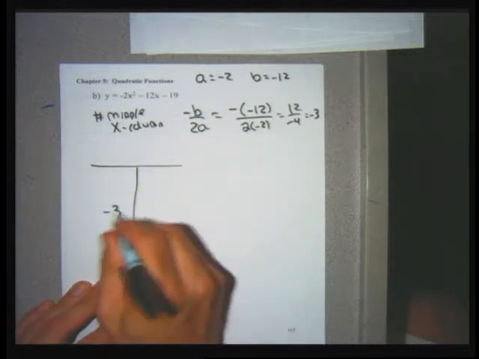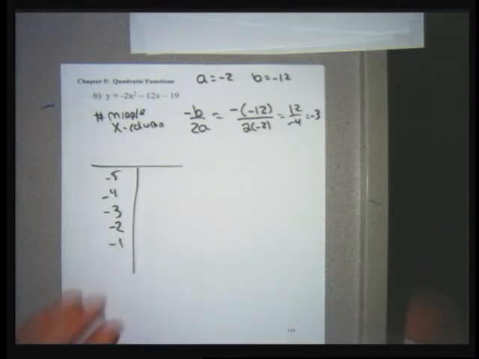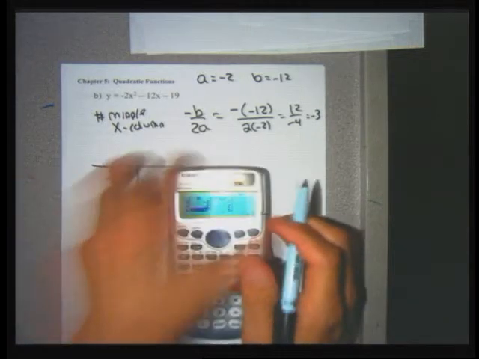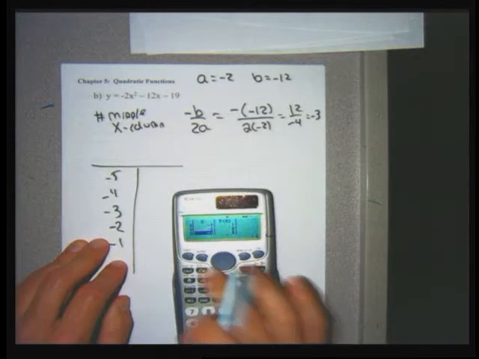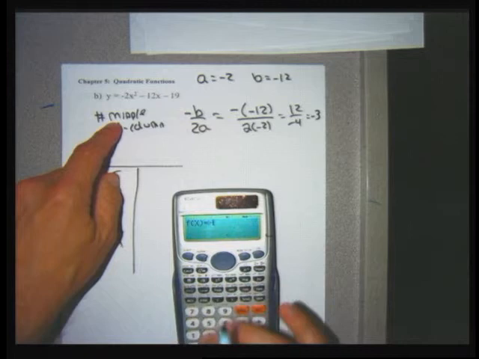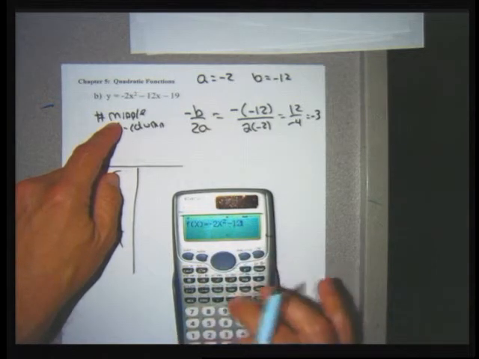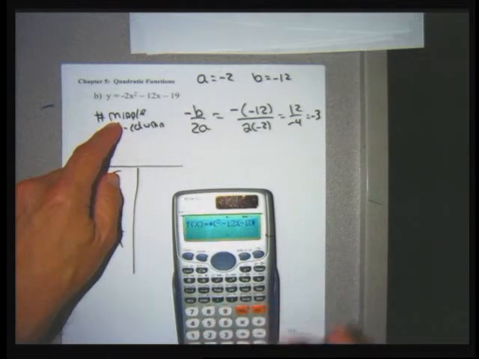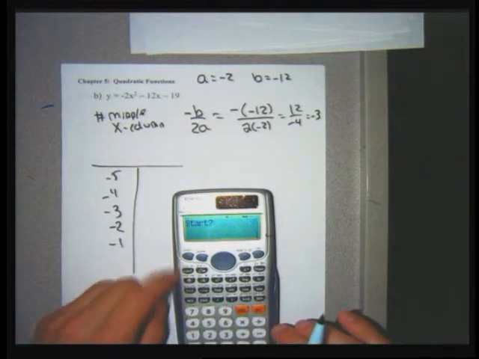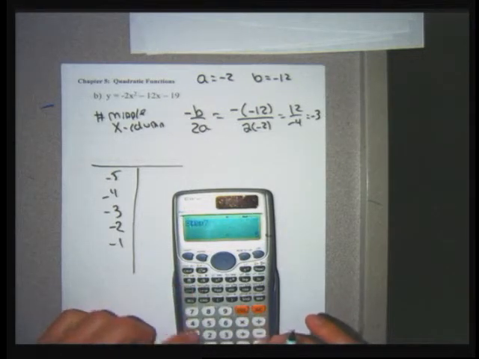So -3, -4, -5, -2, -1. 3 times in a row. That's just a coincidence. Doesn't hardly matter when I'm working with my calculator. So table on my calculator now, mode 7, and then -2 alpha x squared minus 12 alpha x minus 19. Start at -5, end at -1. Step 1.